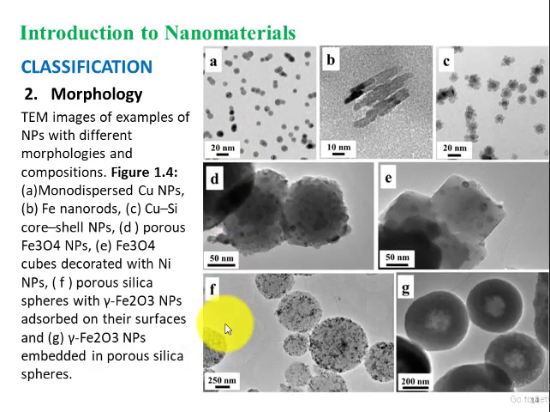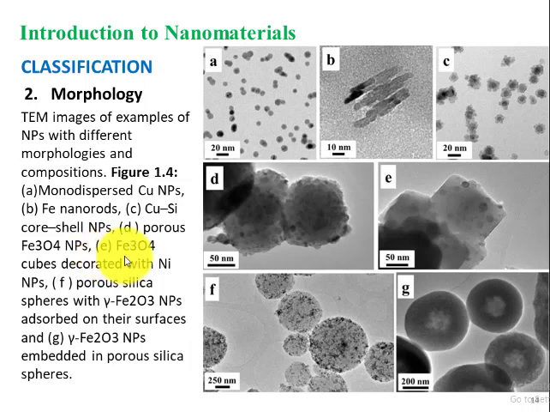These are different morphologies of the nanoparticles which have been studied by using transmission electron microscopy. In this figure 1.4, figure A is monodispersed copper nanoparticles. These particles are very small in size. Figure B represents iron nanorods, and similarly in figure C it can be seen copper silicon core shell nanoparticles. Core shell nanoparticles will be described later. Similarly in figure D, porous iron oxide nanoparticles.